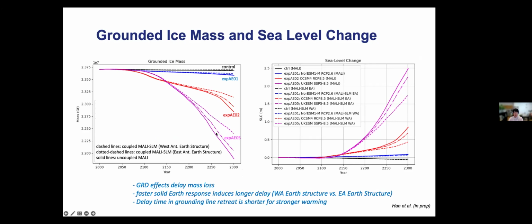about 50 years or 40 years, compared to from here to here, it's a little longer than that. And in the blue line, there is almost no retreat. So there isn't much happening there in the first place.